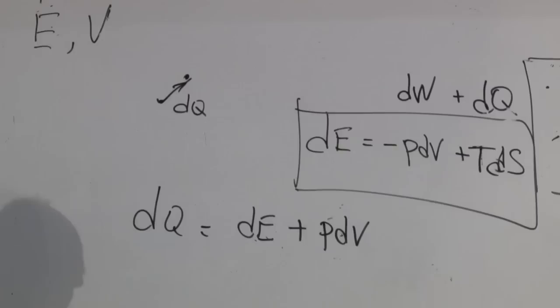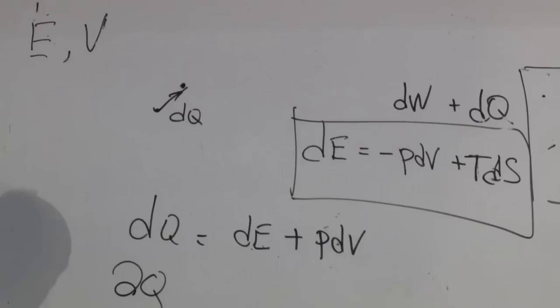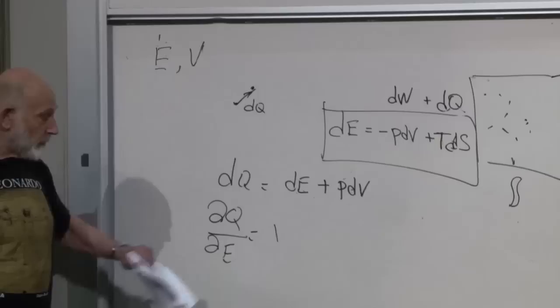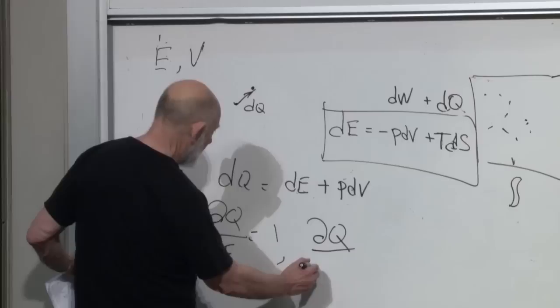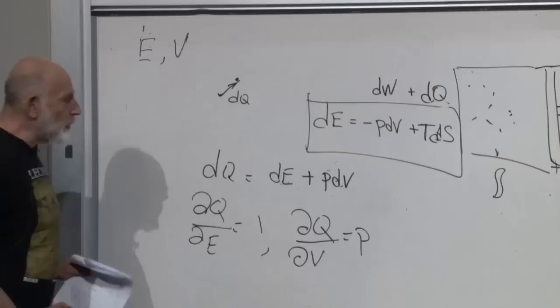Okay, so now let's assume that Q is a real function, that it's an exact differential. First of all, this would say that dQ by dE is equal to 1. You would read off here that the change in Q, if you change the energy keeping the volume fixed, is equal to 1. Another thing that it tells you is that the change in Q, when you change the volume, keeping the energy fixed, is the pressure. That's what it would say if there really was a function Q that this was the derivative of.